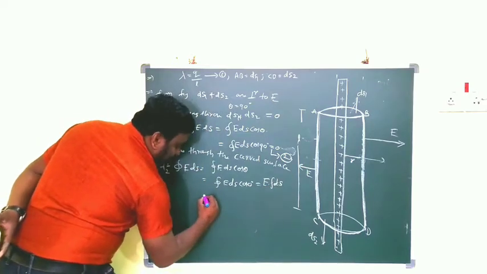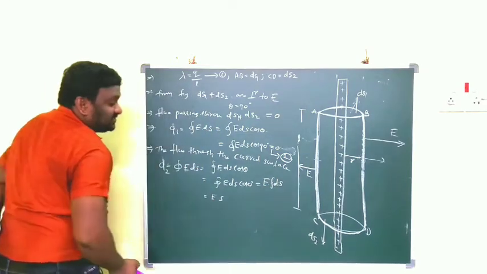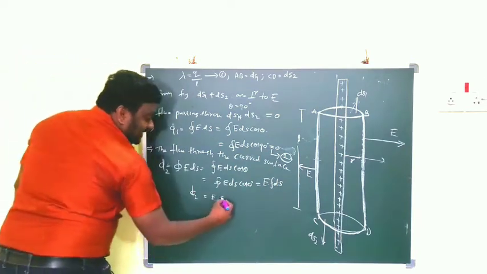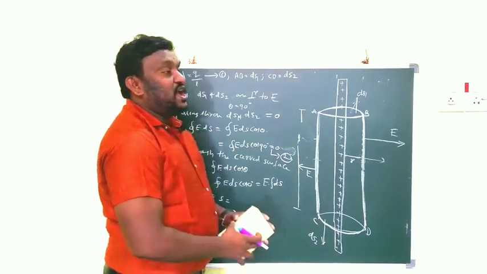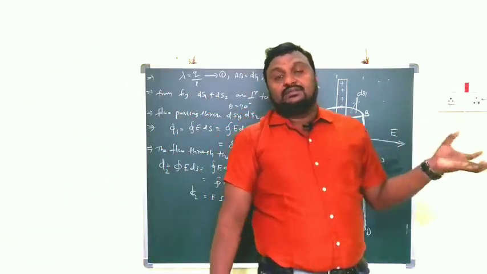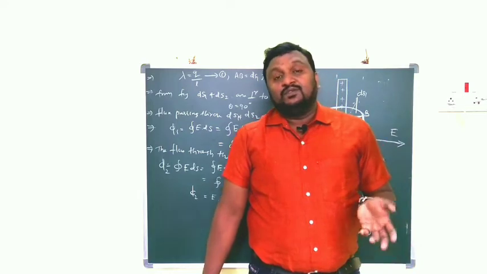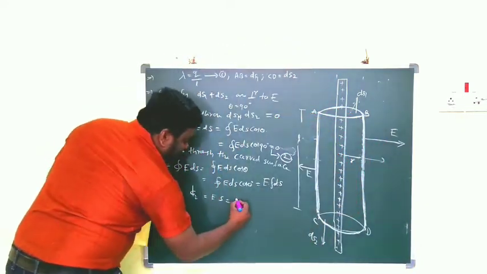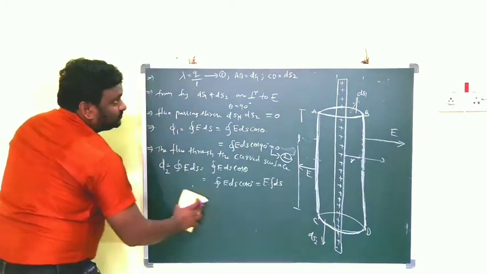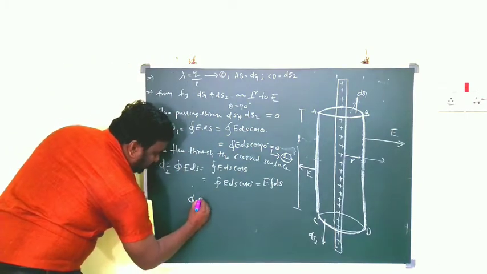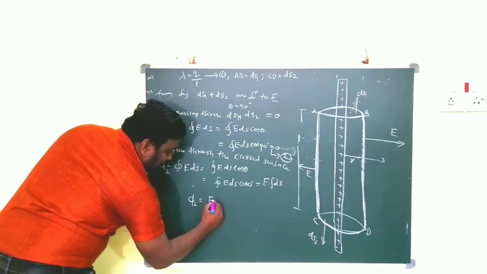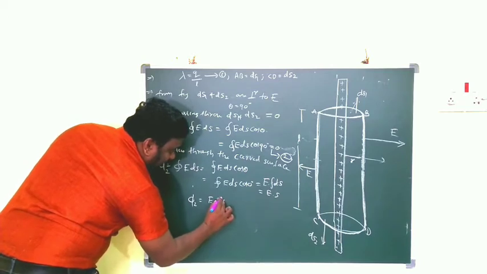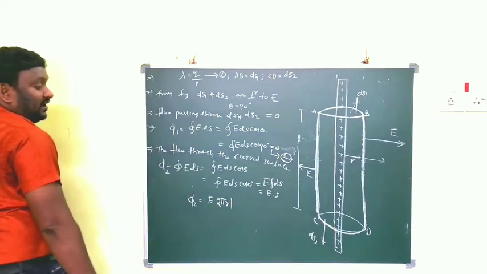So then what do you get? ES. Phi 2 is equal to ES. Here S is nothing but the surface area of the cylinder. The formula is 2 pi RL. That's why I am writing phi 2 is equal to E into S. S means 2 pi RL.